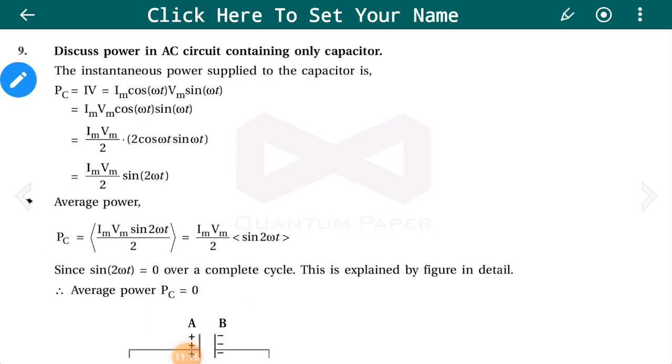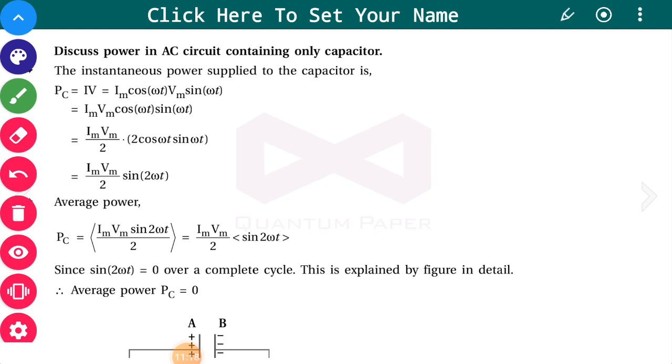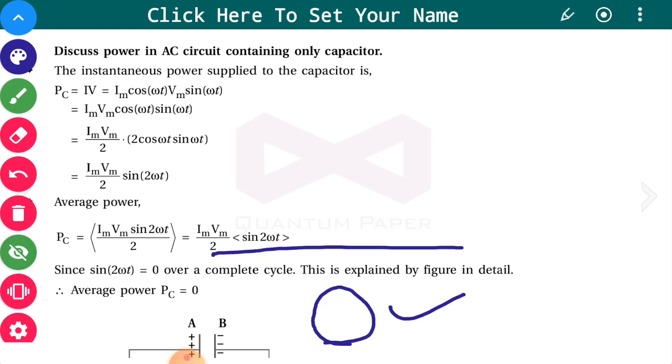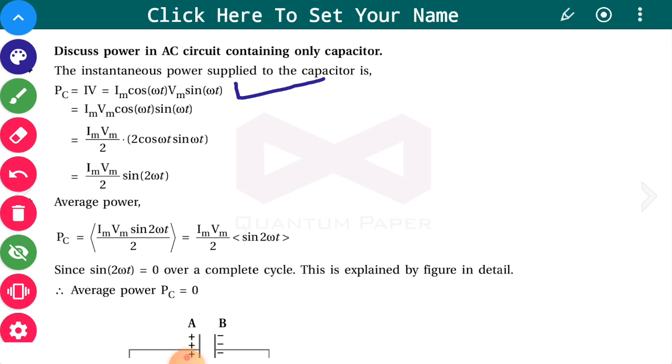Now we talk about the power in this circuit. Instantaneous power is nothing but current into voltage. Current we have just now found, it is Im cos omega t, and the voltage is Vm sin omega t. Just we have to multiply both. So Im Vm cos omega t sin omega t. It is similar to that of the inductor. Just multiply by 2 and divide by 2. So 2 cos omega t sin omega t divided by 2 becomes sin 2 omega t.